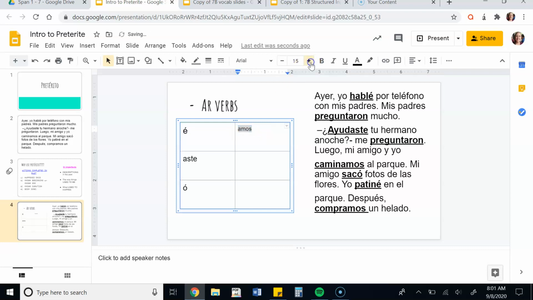How will I know if it's present or preterite? Context. If it says ayer after it, yesterday, well, I know it's in the past. In here, they are asking me, so ellos, ustedes is -aron. And those are your endings for the preterite for AR verbs.